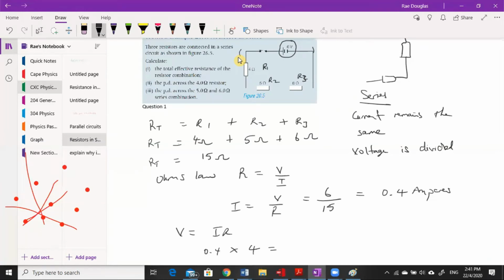1.6 volts. Good. So now this is my voltage value. If this is my voltage value, I should expect a remainder. So 6 minus 1.6 gives me 4.4. So I have 4.4 volts left that is going to be divided amongst resistor 2 and resistor 3. But now I need to break it down to find out who is getting X and who is getting Y.